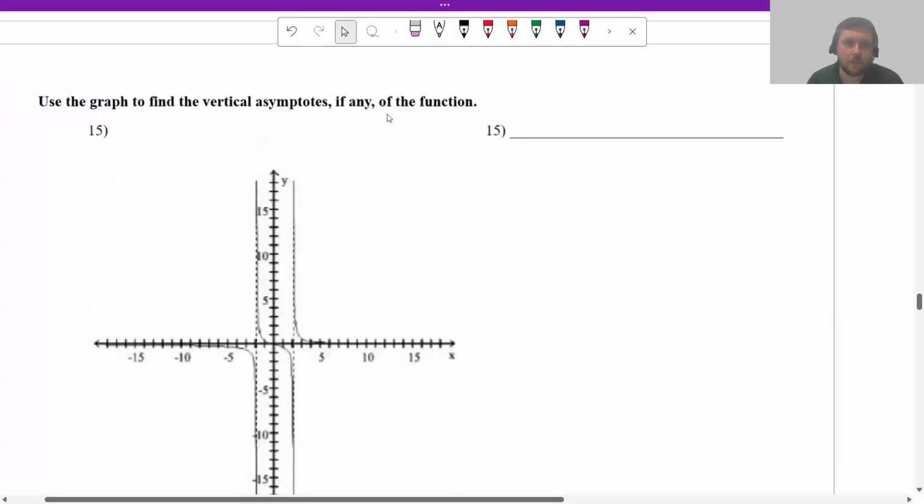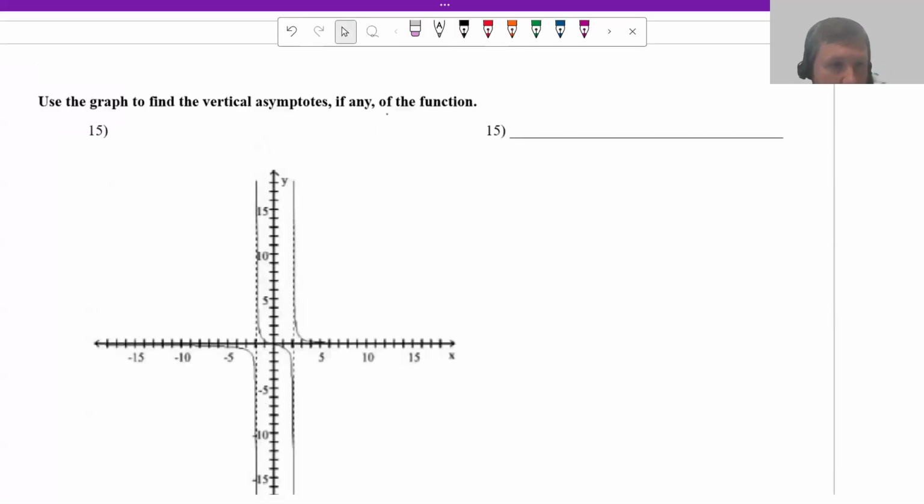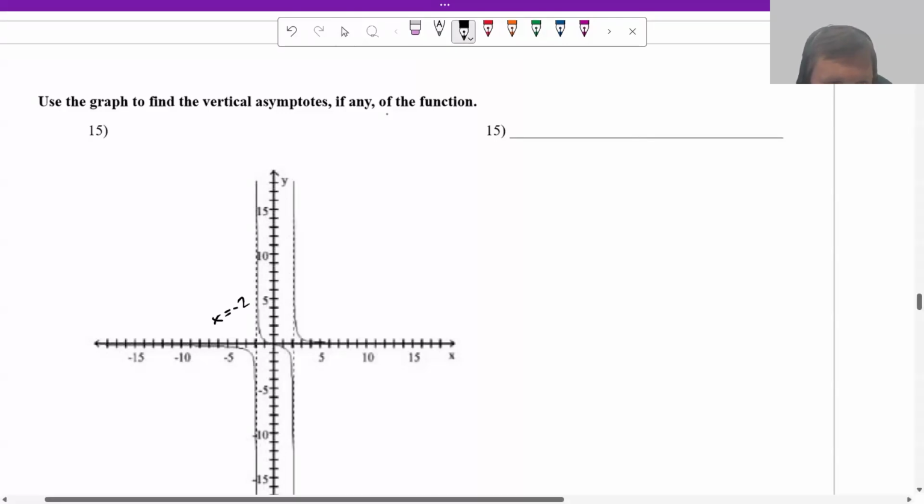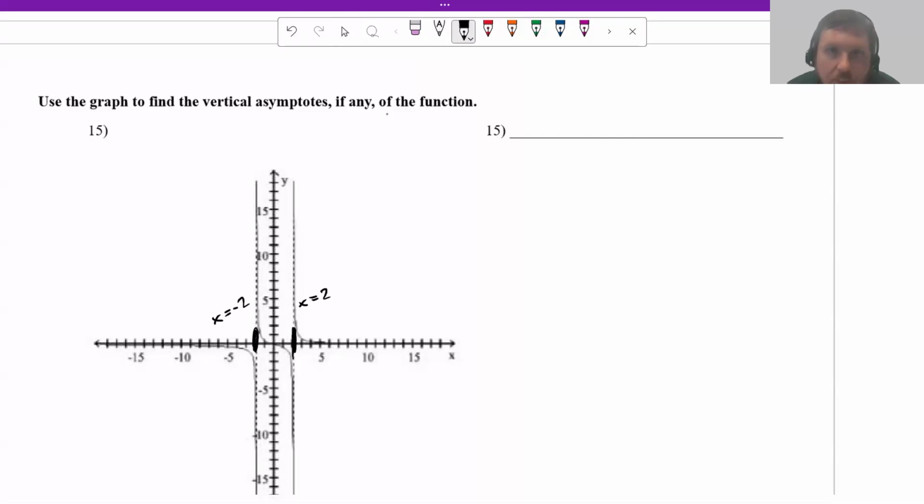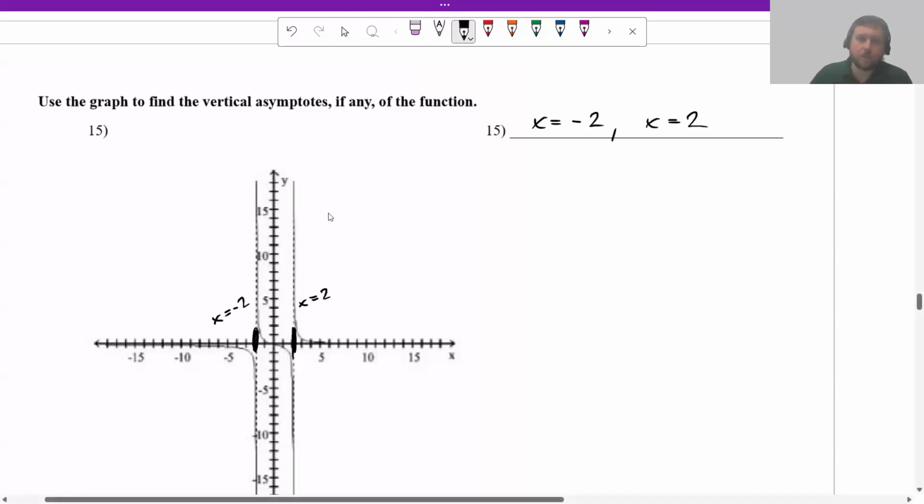Use the graph to find the vertical asymptotes of the function. Look for the vertical dashed lines. I can see x equals -2, and I see x equals +2. I'm just looking right here. So I see these vertical lines. So x equals -2 and x equals +2 are the vertical asymptotes.